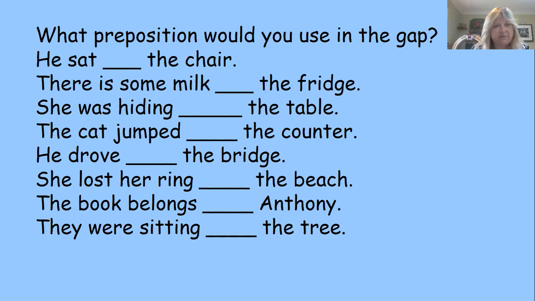Okay? So he sat in the chair. I've got to make sure I don't say the word. There is some milk in the fridge. She was hiding in the table. The cat jumped in the counter, and a counter is a bit like a bench, but a tall bench that you would put things on. You have a counter in a shop, you know, where you pay your money. He drove on the bridge. She lost her ring on the beach. This book belongs on Anthony. And they were sitting on the tree.